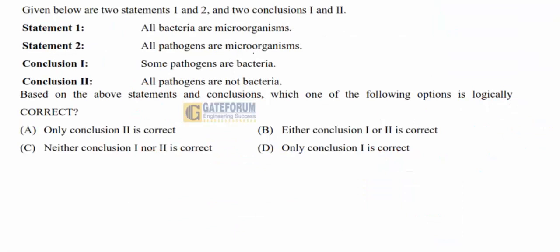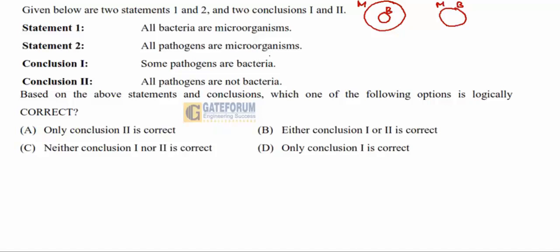Given below are two statements, 1 and 2, and two conclusions, 1 and 2. So let us see the statements. Statement 1: All bacteria are microorganisms. So how can you express this in a Venn diagram? You see, all bacteria are microorganisms. There can be another way of expressing this also. All bacteria are microorganisms.